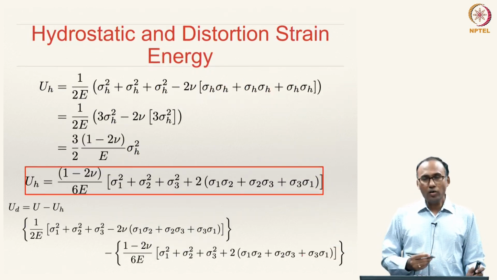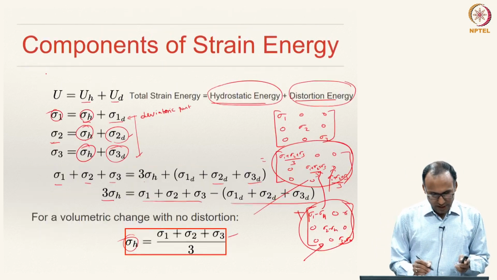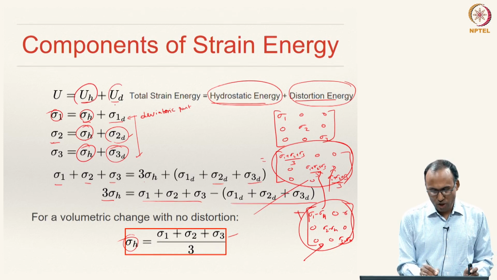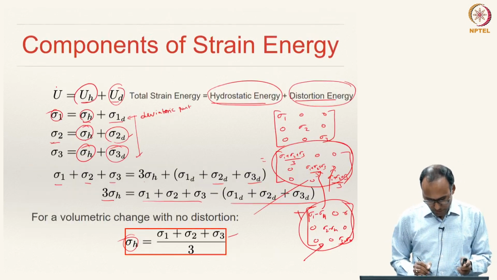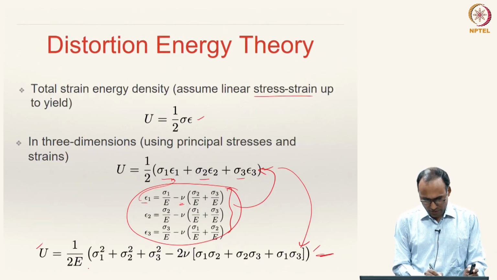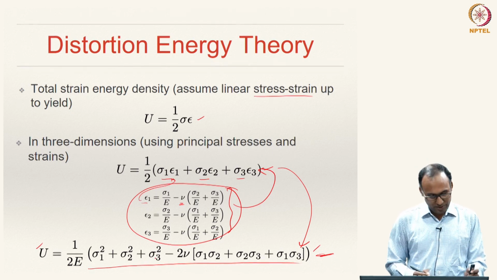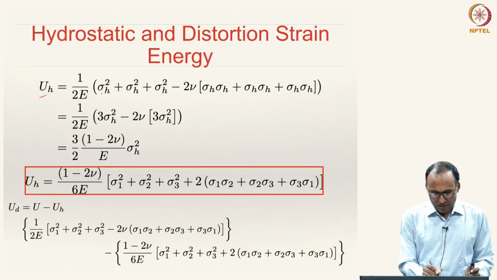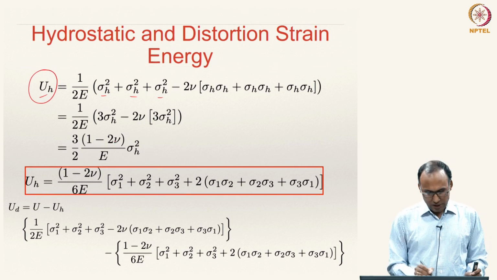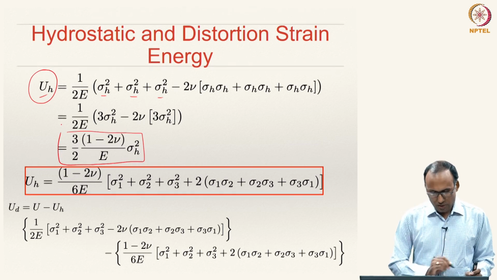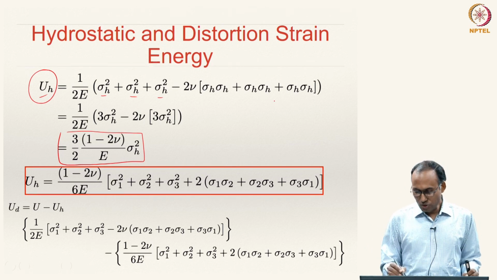All right. So, now I can calculate the strain energy, because we have said the total strain energy is hydrostatic energy plus distortion energy, right. So, hydrostatic energy can be calculated using the same formula that we have derived here. When we are talking about hydrostatic energy, sigma 1, sigma 2, sigma 3, all three of them will be same, and then your hydrostatic part of energy turns out to be this simple expression, 3 by 2 into 1 minus 2 nu by E sigma h square. And here nu is our Poisson's ratio.